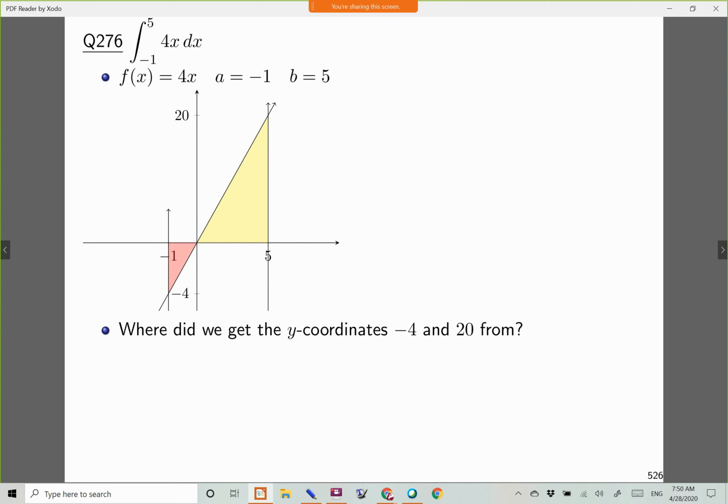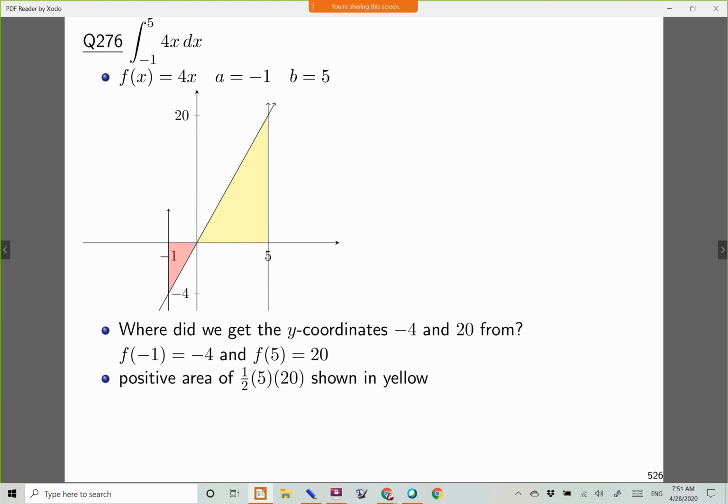Where do the y coordinates, like this y coordinate of -4 and this y coordinate of 20, come from? Well, f of -1 is -4, and f of 5 is 20. Using the coordinates labeled on these tick marks, we can see the first, bigger triangle is a positive area, and the area is half base times height, so 1/2 times the base of 5 and a height of 20.